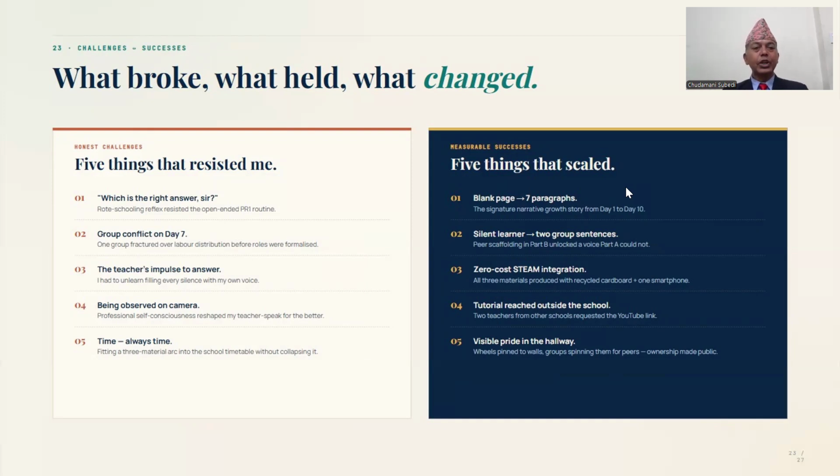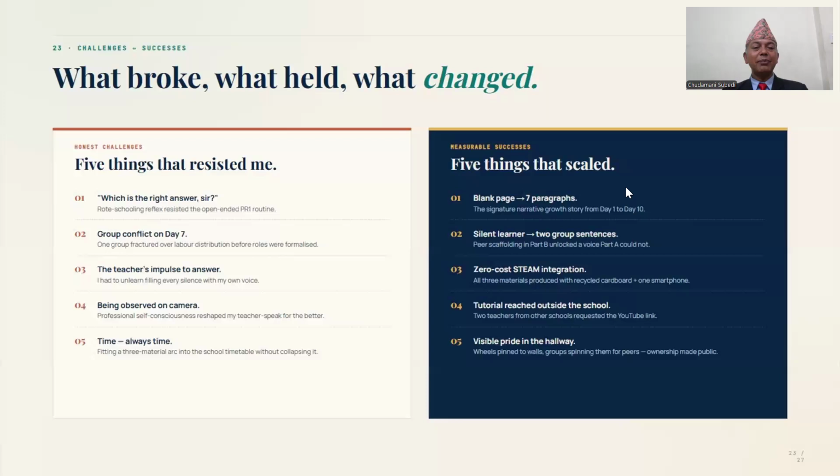In the same way, group conflict on day 7. One group fractured over labor distribution before roles were formalized. The teacher's impulse to answer: I had to unlearn filling every silence with my own voice. Being observed on camera, professional self-consciousness reshaped my teacher talk for the better.